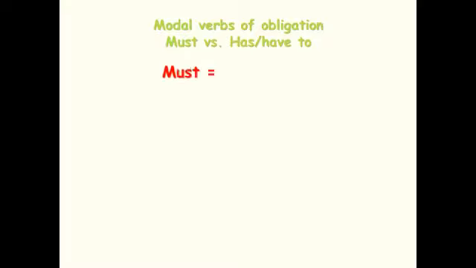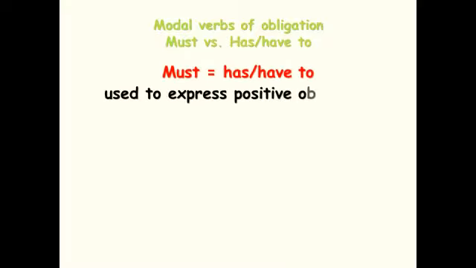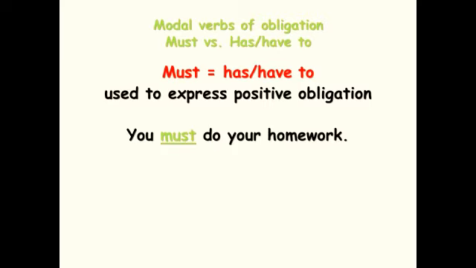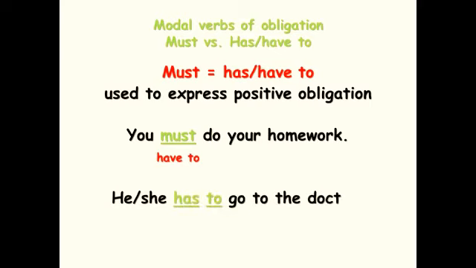To further explain, the modal verbs of obligation, must versus has or have to. Must and have to are both used to express positive obligation. For example, you must do your homework. Here, must can be replaced with have to. He or she has to go to the doctor. Again, has to can be replaced with must.